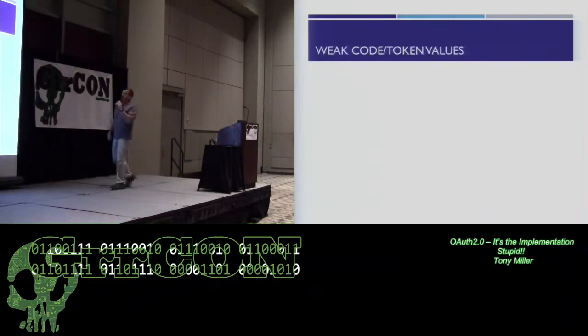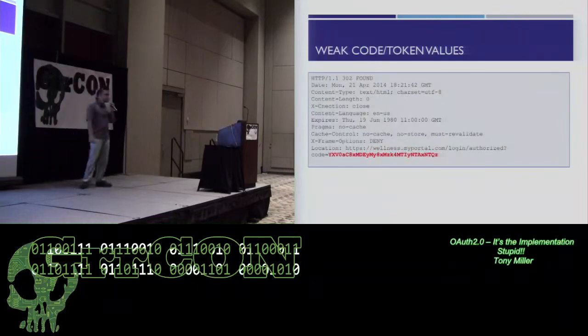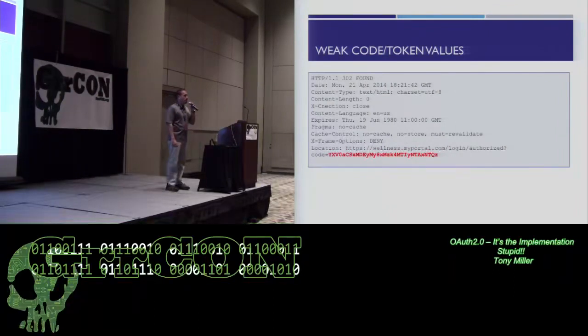All right. Some other issues: weak code and token values. We've got this authorization code and this access token that are kind of the keys to our castle here. If we're using weak values for those, they're easily guessed. Anybody recognize what's going on there? Some of you do, I hope. What does that look like? Anyone? Anyone? Bueller?